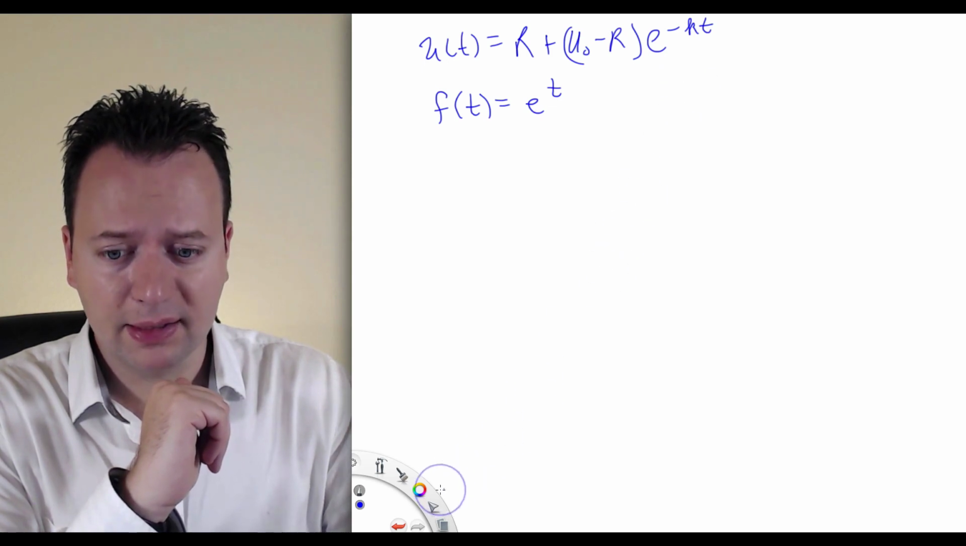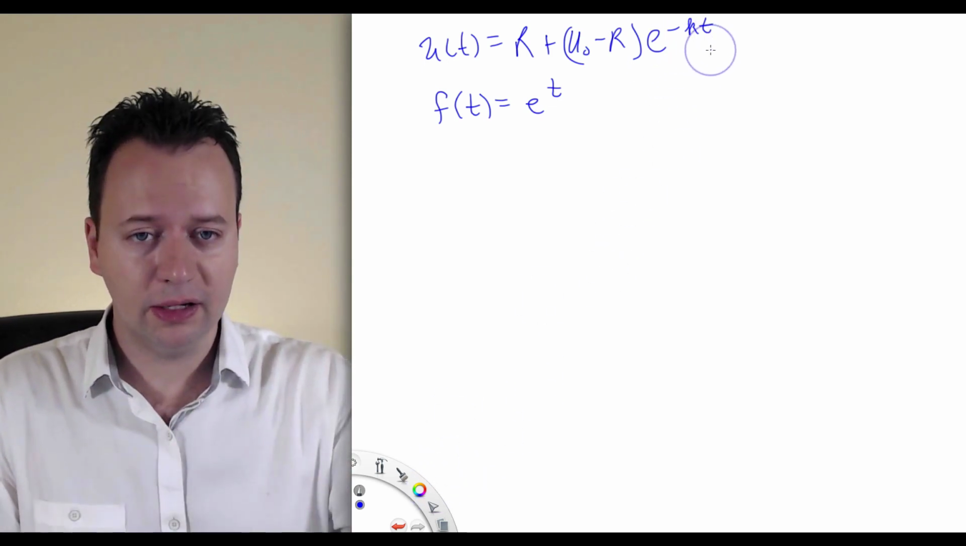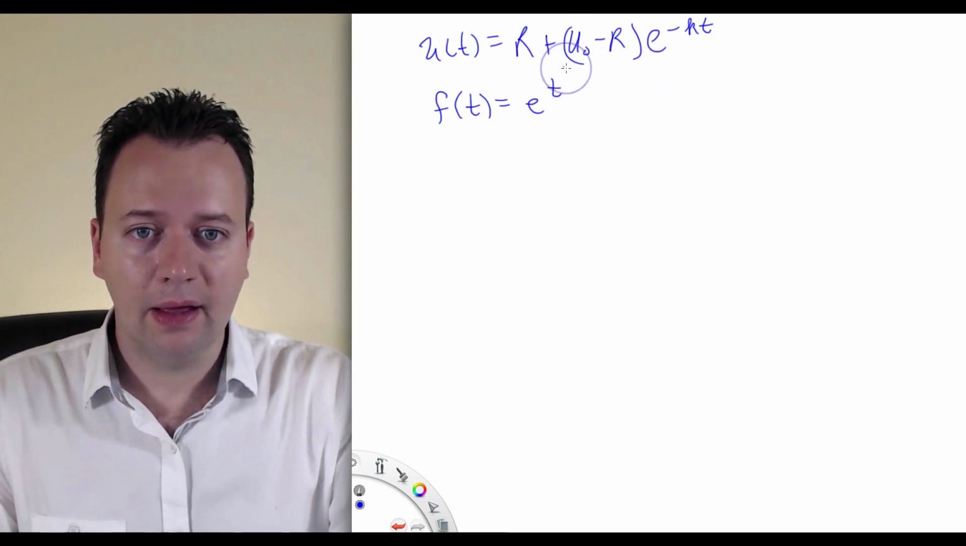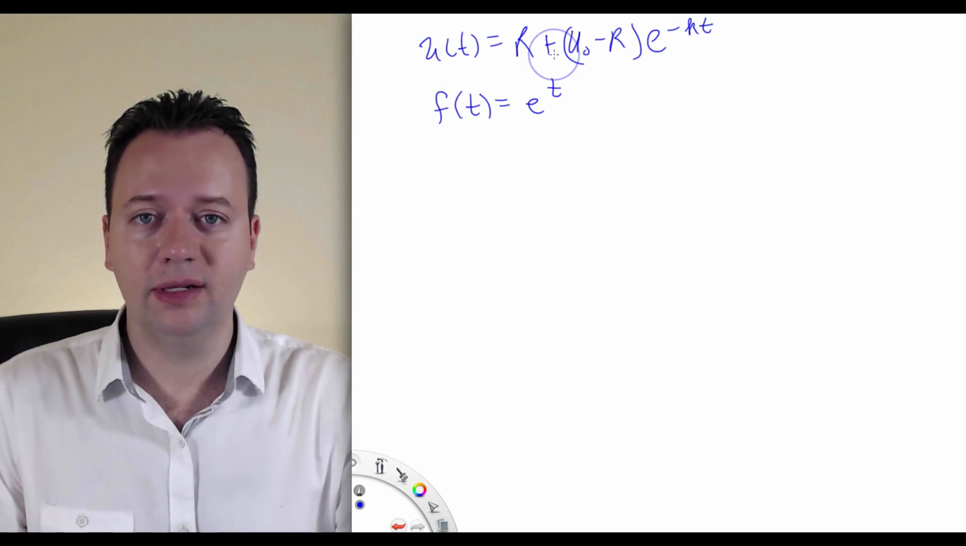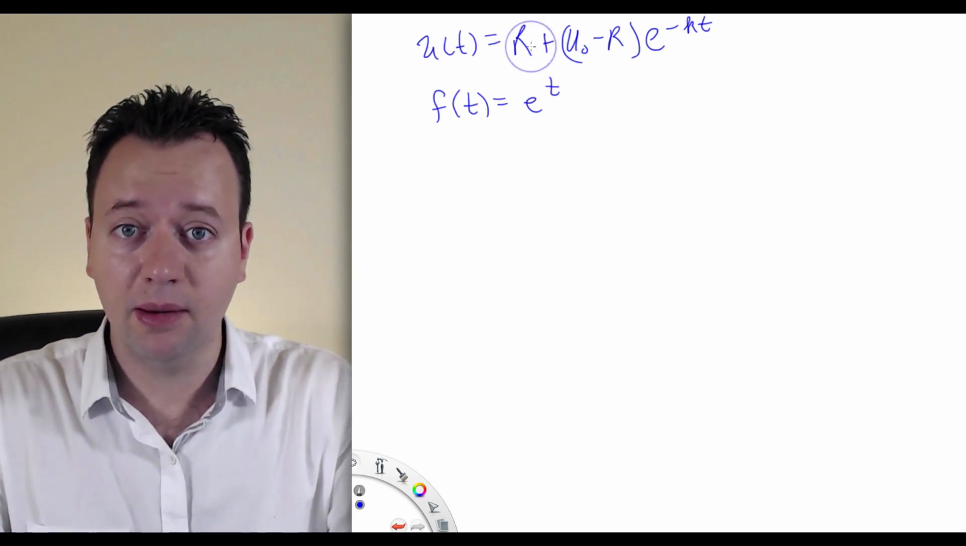When I look at this, I see, okay, e to the minus kt, that's going to go to 0 as t goes to infinity. So this term is decaying to 0. And so if this term is going to 0 as t goes to infinity, u of t is going to approach the room temperature, which makes sense.